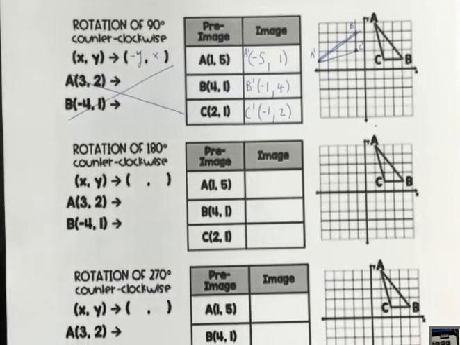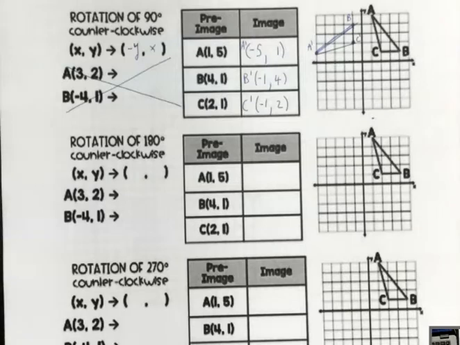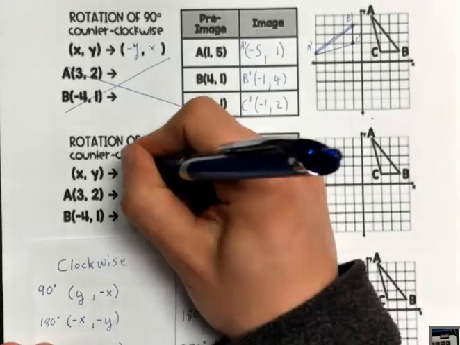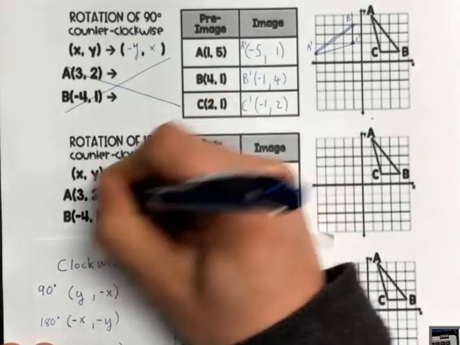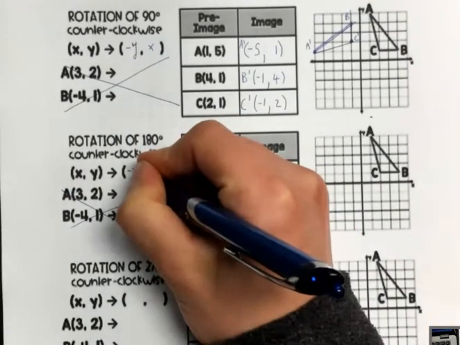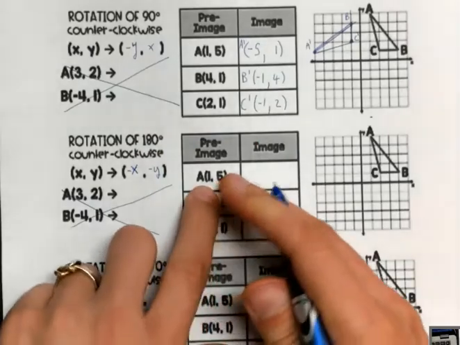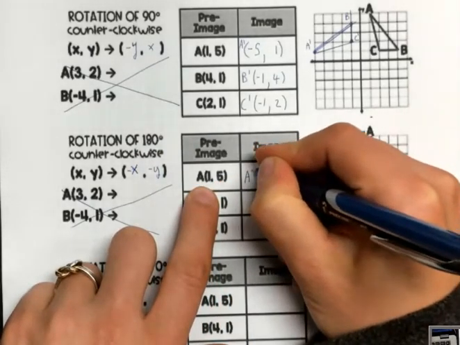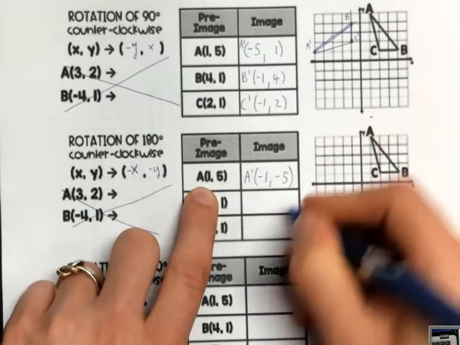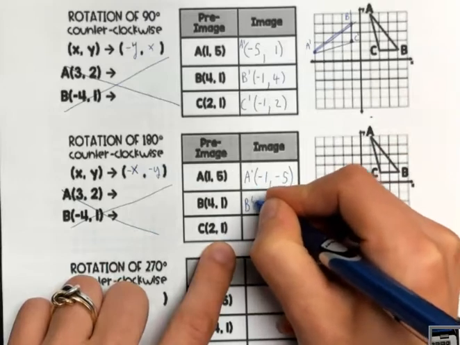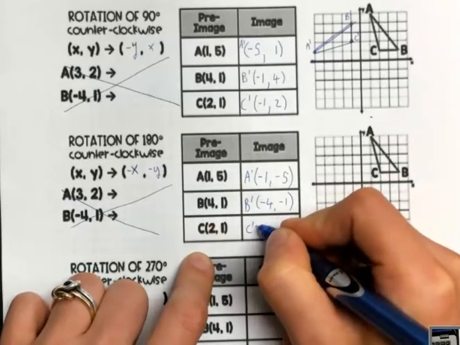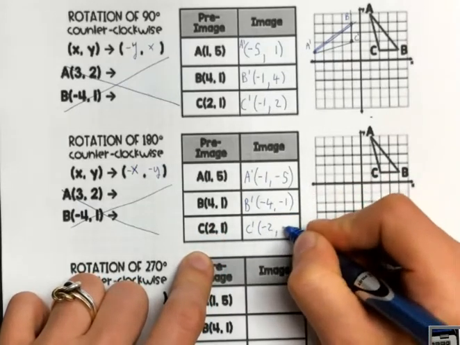So rotation counterclockwise of 180 degrees. So I look at my cheat sheet, counterclockwise 180 degrees. It says I'm going to have a negative x and a negative y. So negative x, negative y. So I'm just going to go ahead and put the same points. I'm just going to make them both negative. So negative 1, negative 5. B prime will be negative 4 and negative 1. And C prime will be negative 2 and negative 1.